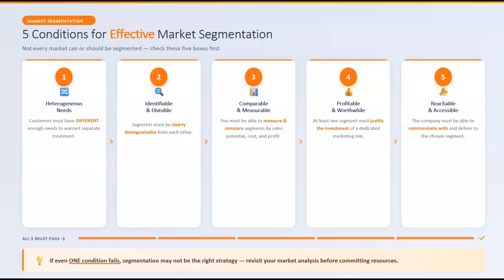And is this market segment reachable and accessible? The company must be able to communicate with and deliver to the chosen segment. If even one condition fails, segmentation may not be the right strategy. Revisit your market analysis before committing resources.